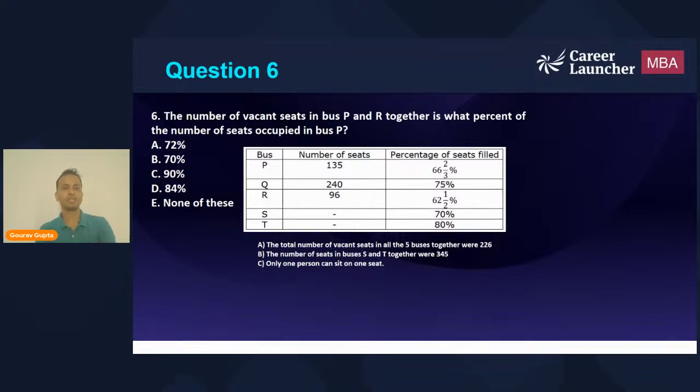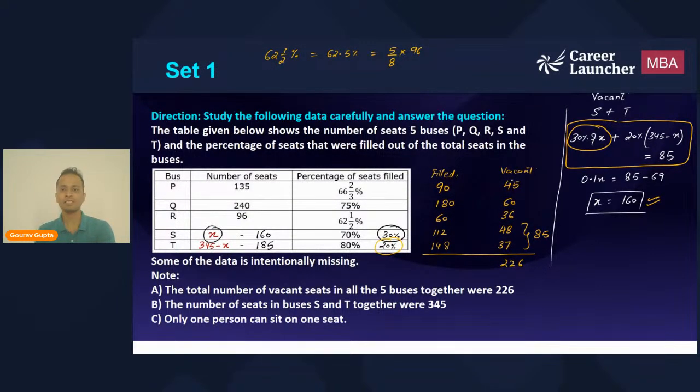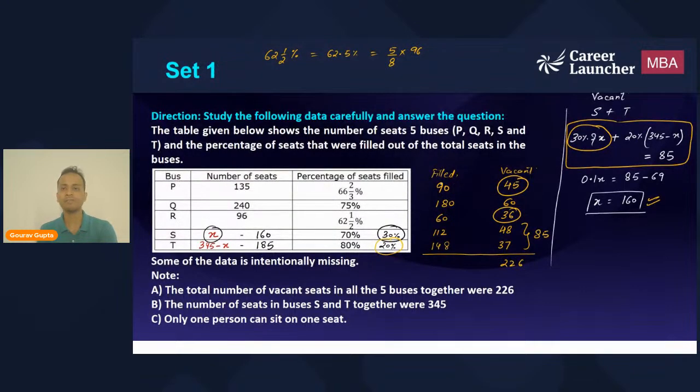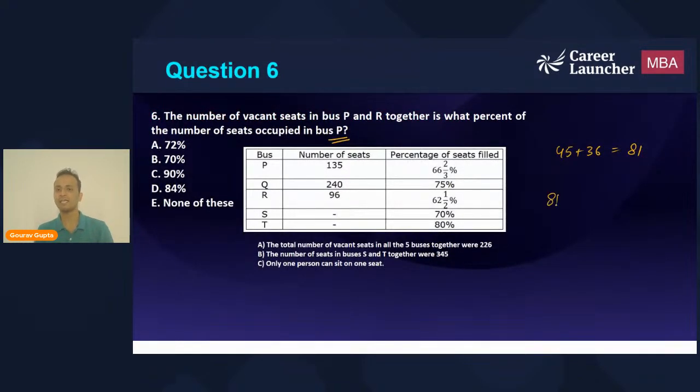Wonderful, lovely. So the number of vacant seats in bus P and R together: in bus P it is 45 and in R it is 36. So 45 plus 36 is equal to 81. This is what percentage of the number of seats occupied in bus P? Occupied in bus P is 90. So they're asking, 81 is what percentage of 90? Simple calculation. So the correct answer is option C. So question number 6, answer option C is absolutely correct.